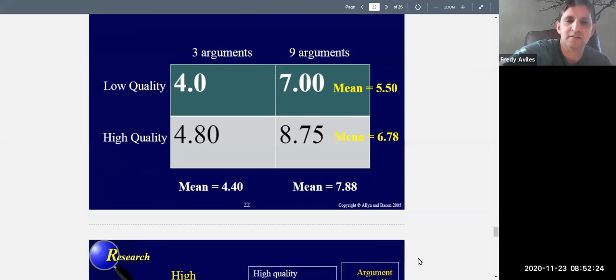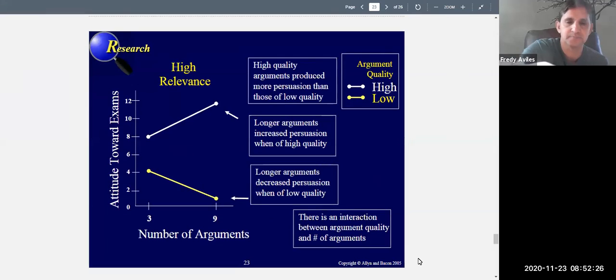Let's go to high relevance. That is a bit more interesting. Look at the results for high relevance. Now look at the lines, right? We're going to find a main effect. Under high relevance, remember, that means that you're told that these exams are going to affect you, that you have to care. You're going to have to take these exams, right?